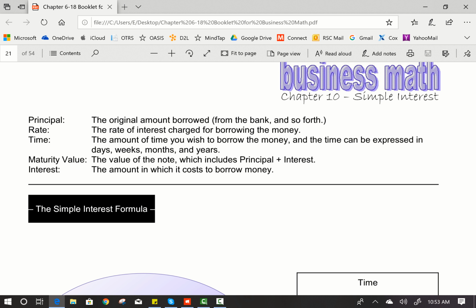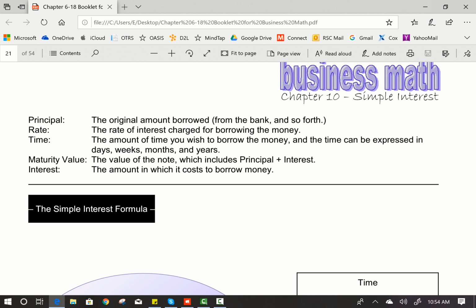The principal is the original amount that you borrow from the bank, perhaps. The rate is the rate that the interest was charged to you for borrowing that money. And the time is the amount of time that you wish to borrow that money, and the time can be expressed in days, weeks, months, and years. And the maturity value is the value of the note, which includes the principal plus the interest.